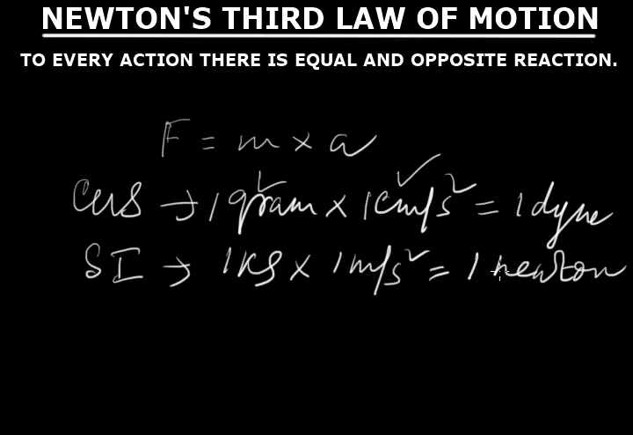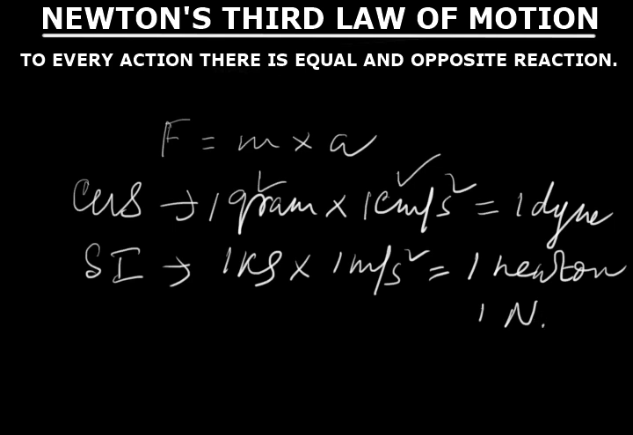Notice that the word newton is started with a small n. Any unit should be started with a small letter. If its abbreviated form is written, then the unit named after a person will be in capital. 1 N we can write. This is newton.